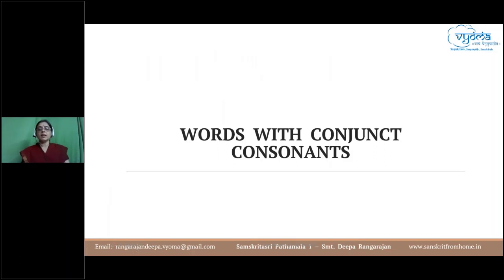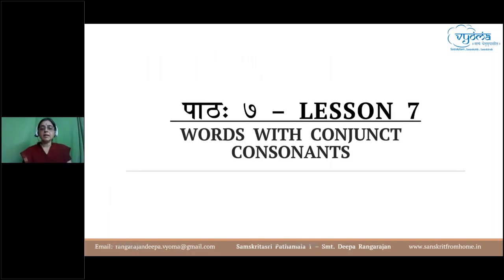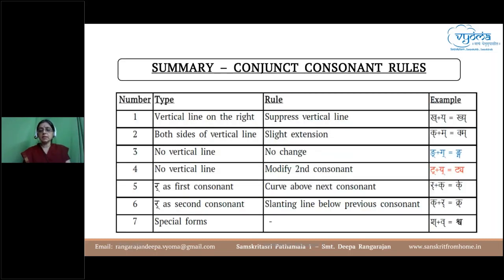So today, lesson 7, we have already seen how to form the conjunct consonants. We just have to see some words. Quickly, let us revise the rules for forming the conjunct consonants. For that, we divided consonants into different varieties. The ones which have a vertical line on the extreme right is the first variety, where if you have to combine it with the next consonant, you suppress the vertical line.